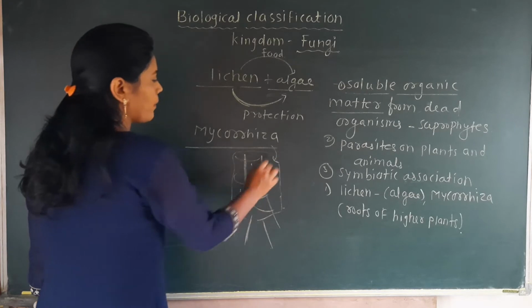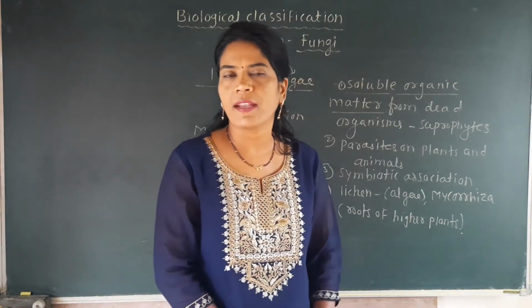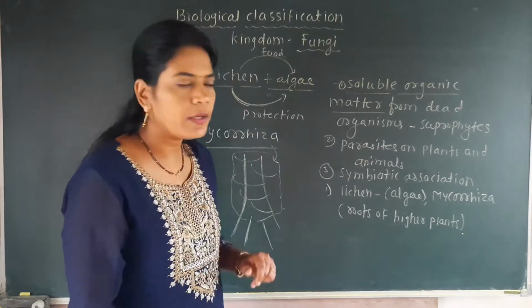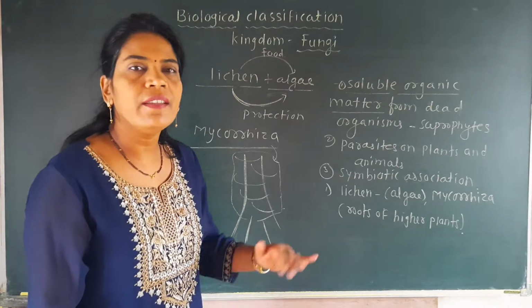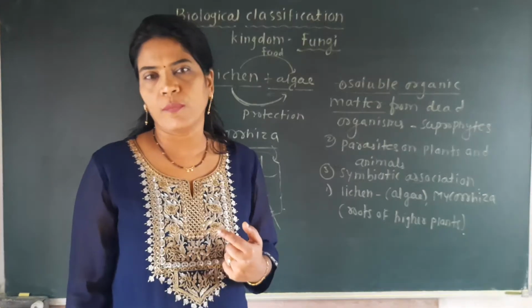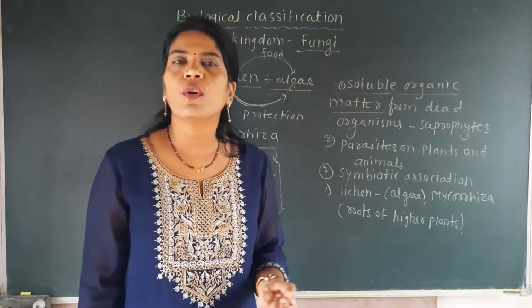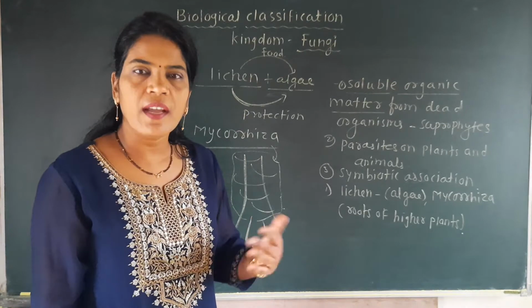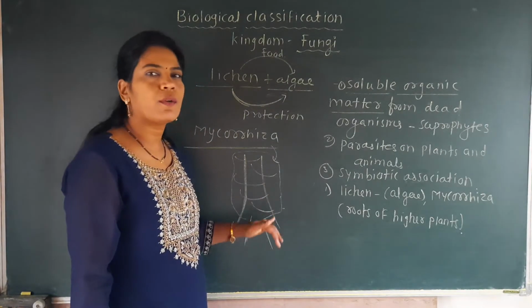So this is the mycorrhiza which forms the protective covering on the roots of the higher plant. Due to this covering of mycorrhiza on the roots of higher plants, these roots absorb more water and more nutrients from the soil, because absorption of water and nutrients is double that of the normal root, due to the association of this mycorrhiza on the root.